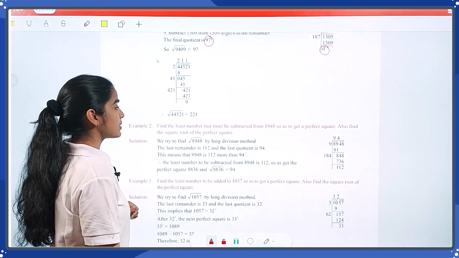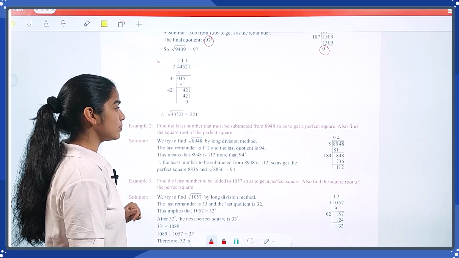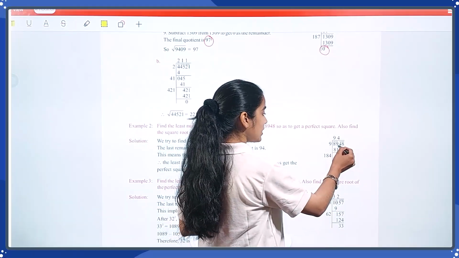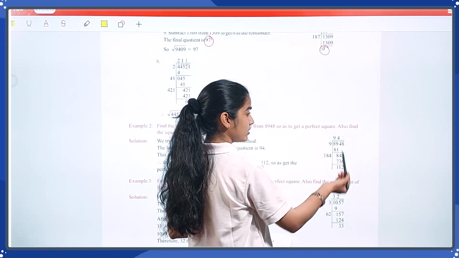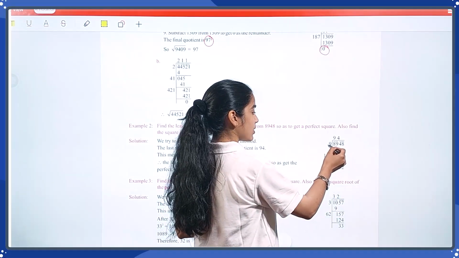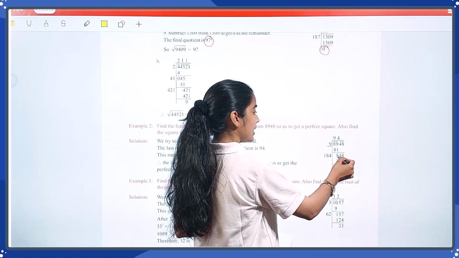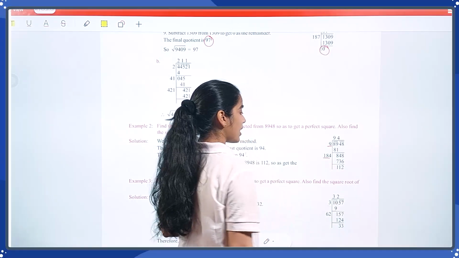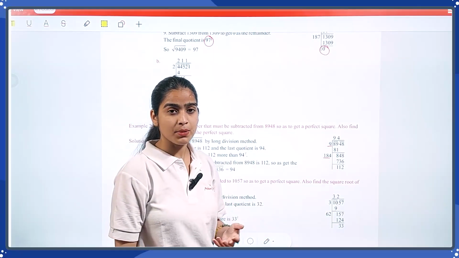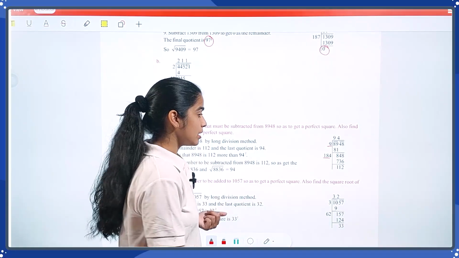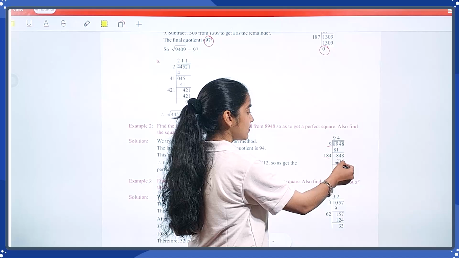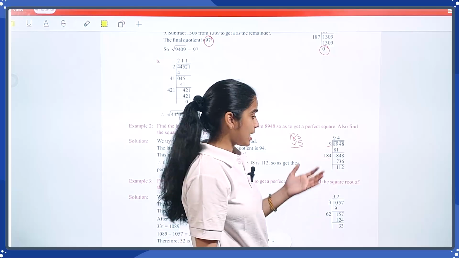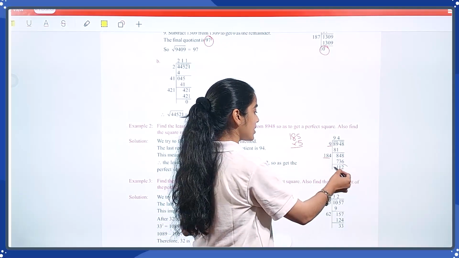Find the least number that must be subtracted from 8948 so as to get a perfect square. Also find the square root of the perfect square. For 8948, we take 89 first, and the largest square we have is 81, whose square root is 9. Then we subtract it, leaving 8. Next we shift down 48, making 848. Now double of 9 is 18. Now we have to take the ones place number which we multiply, so we will get the number. 184 multiplied by 4 is 736. If we multiply 185 by 5, it will give us a bigger number as compared to 848. So we subtract and we get 112.